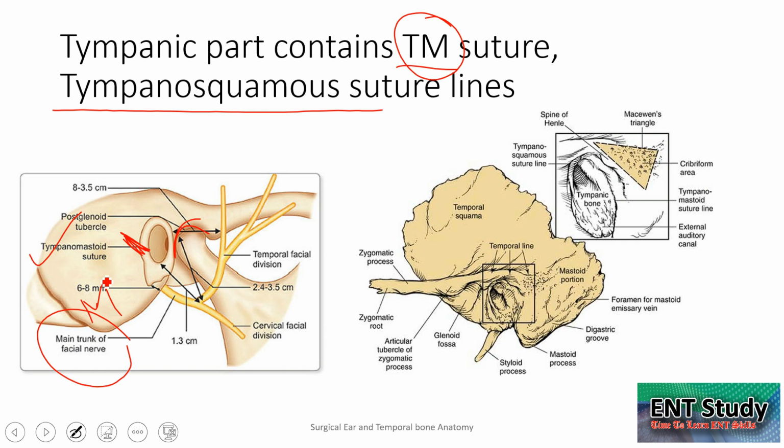This is the left temporal bone, which shows the temporal line, and this portion anterior superiorly is the part where the tympanic and the squamous parts meet and make the tympanosquamous suture line. This is obviously the left temporal bone.